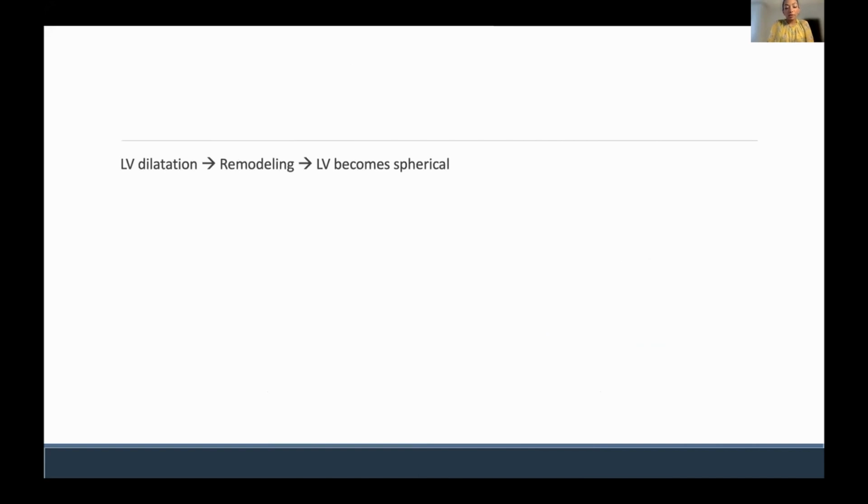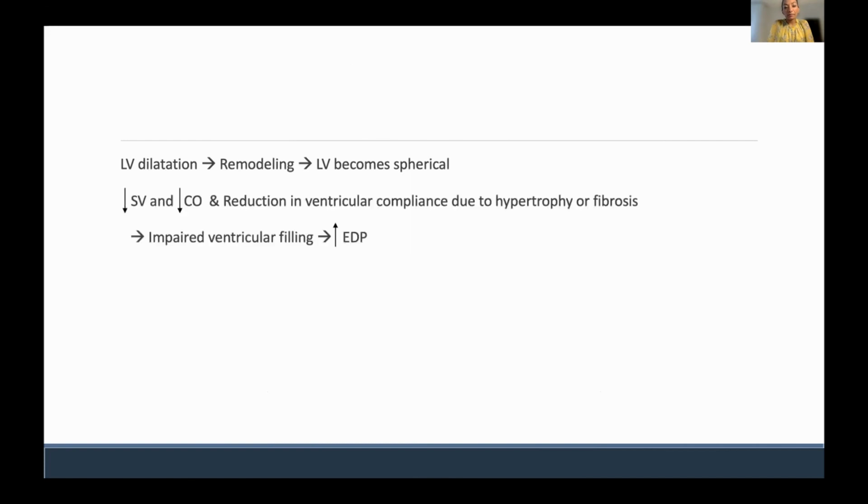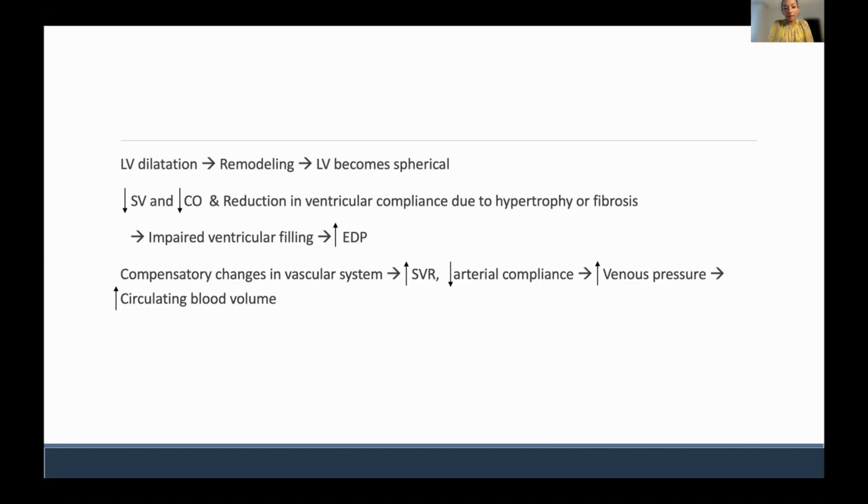So those were the changes that we see at a cellular and tissue level. At an organ level, this is what we see: LV dilatation, remodeling, and then the LV becomes progressively more spherical. This leads to a decrease in the stroke volume, decrease in the cardiac output, and reduction in ventricular compliance due to hypertrophy or fibrosis. These together lead to impaired ventricular filling, which increases the end diastolic pressure. In addition, there are compensatory changes in the vascular system, and these are also driven by the hyperadrenergic state.